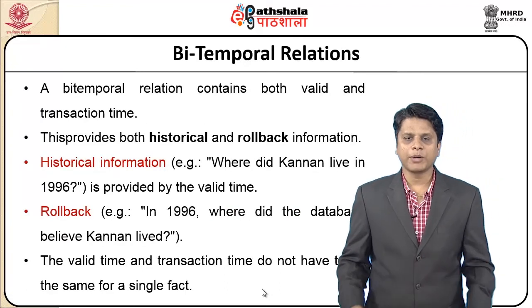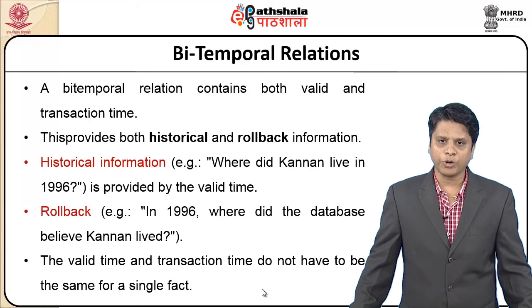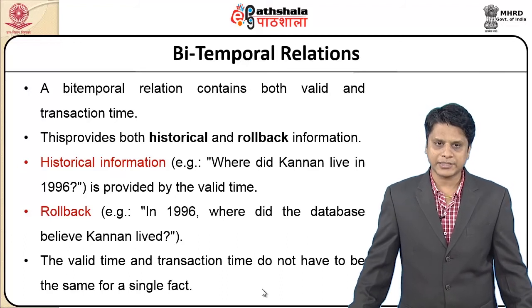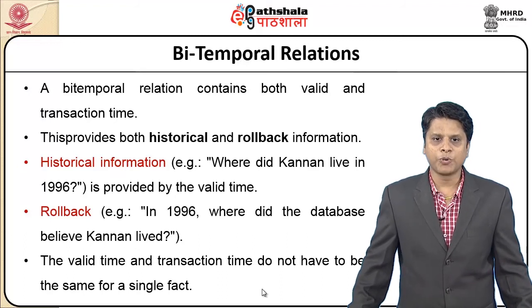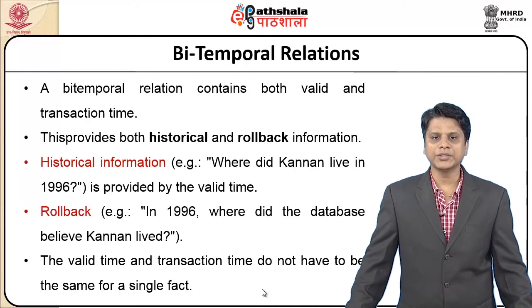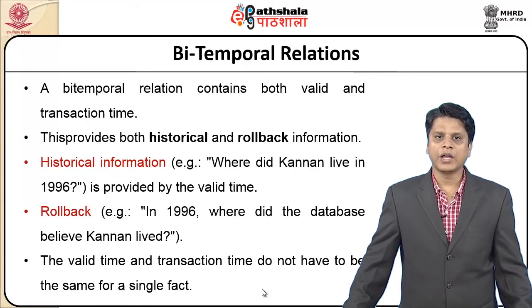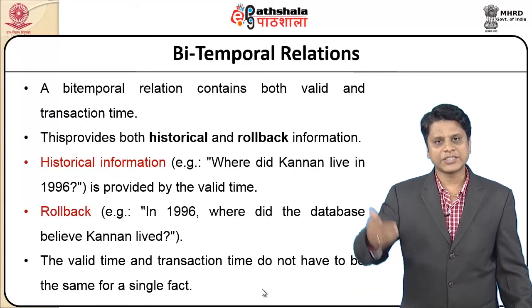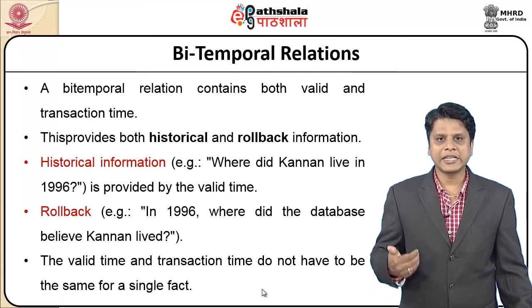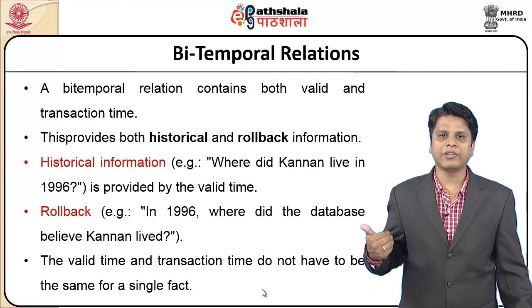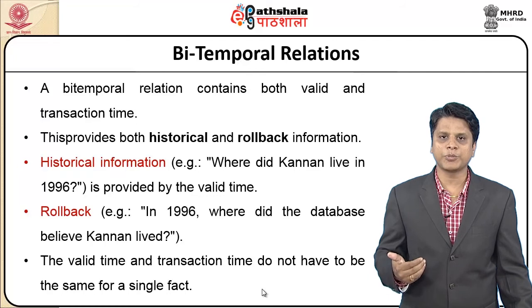So, to define what a bitemporal relation would mean, a bitemporal relation contains both the valid and the transaction time. So, this provides both historical and rollback information. By historical information, I mean where did Kannan live in 1996. So, I am asking about the history of Kannan. I am asking about previous data, where did he live in the year 1996. So, this has to be provided.